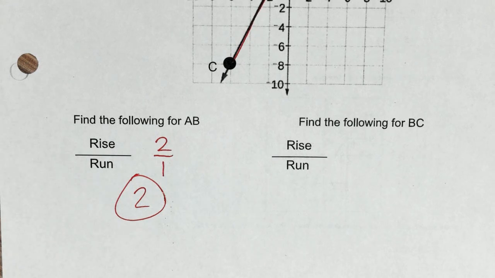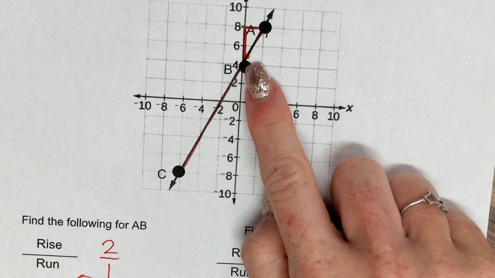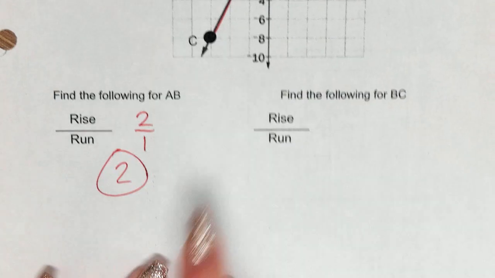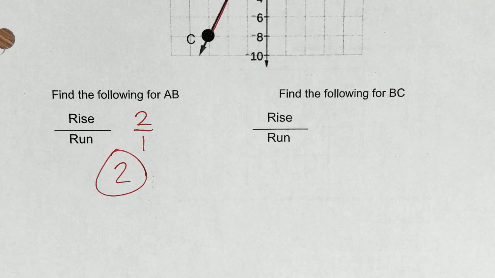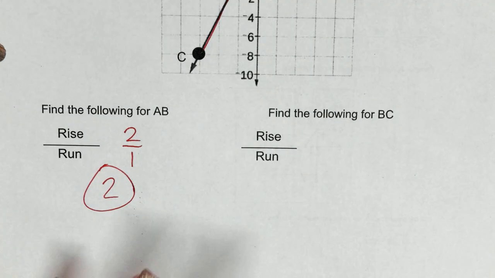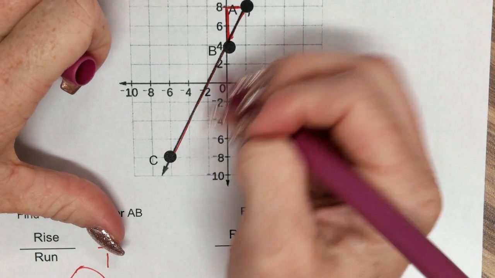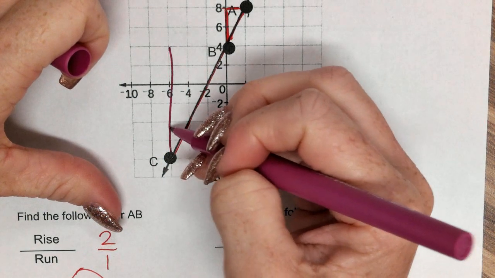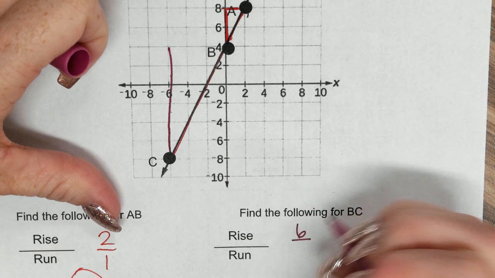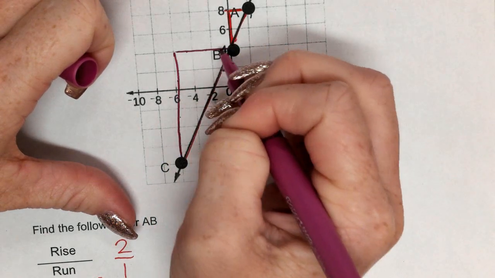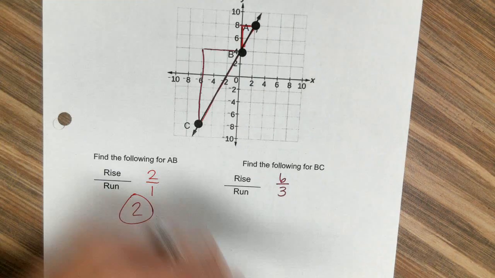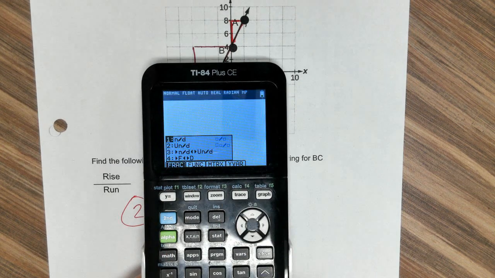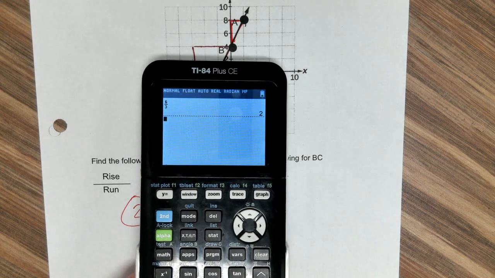Now, if this is true, what should I get for the slope from B to C? I should also get 2 if this is true. So let's go see if it's true. So take your pencil and let's do the rise from C to B. What is the rise? Yes, 6. What is the run? 1, 2, 3. Is it up, positive, or down, negative? So if I simplify 6 over 3, what does it simplify to?